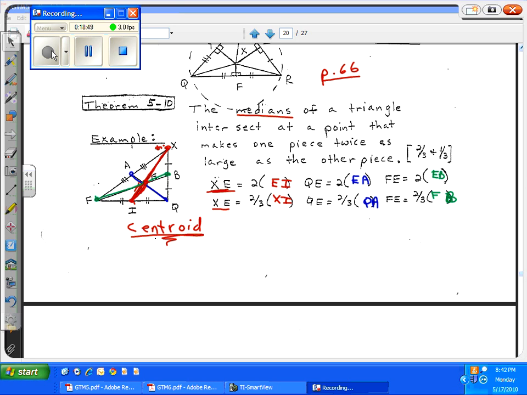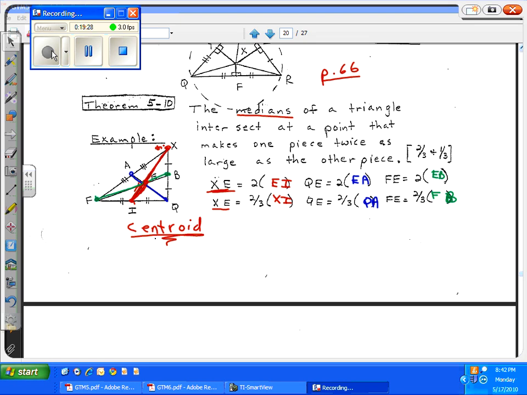So the bisectors of the angles of a triangle intersect at a point equidistant from the sides of the triangle. So we could draw the angle bisectors and find the incenter and inscribe a circle in the triangle. The perpendicular bisectors of the sides of a triangle intersect at a point equidistant from the vertices. So we could draw the perpendicular bisectors of the sides and find a point known as the circumcenter, and we could circumscribe a circle about a triangle.